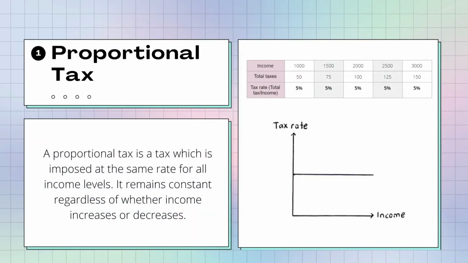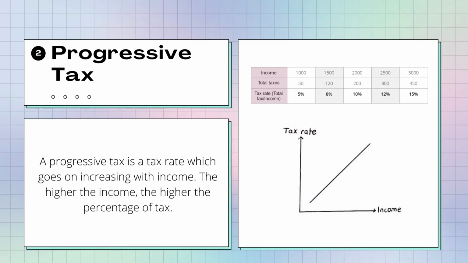Firstly, proportional tax. A proportional tax is a tax which is imposed at the same rate for all income levels. It remains constant regardless of whether income increases or decreases. You can see on the table that the tax rate imposed remains the same even when the income is different.